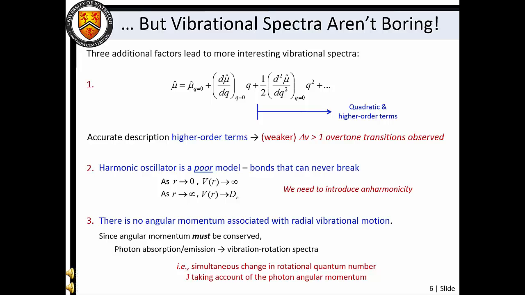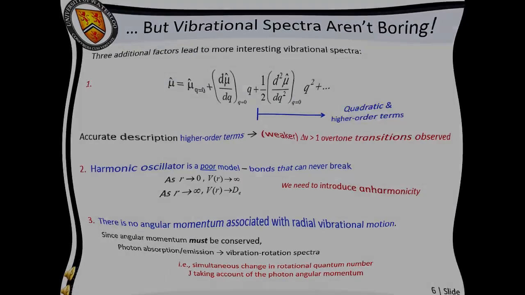Finally, there is no angular momentum associated with radial vibrational motion. Since angular momentum must be conserved, a simultaneous change in rotational quantum number must occur during a vibrational transition. In other words, vibrational spectra may be better thought of as rovibrational spectra.